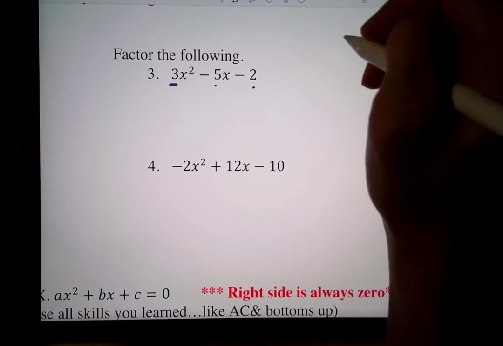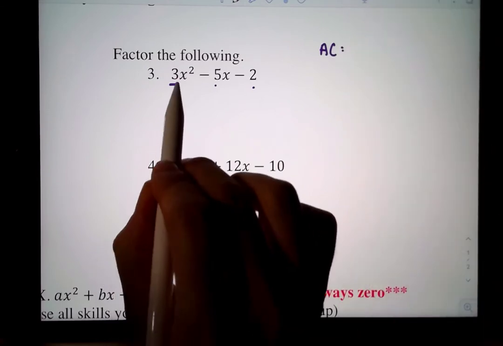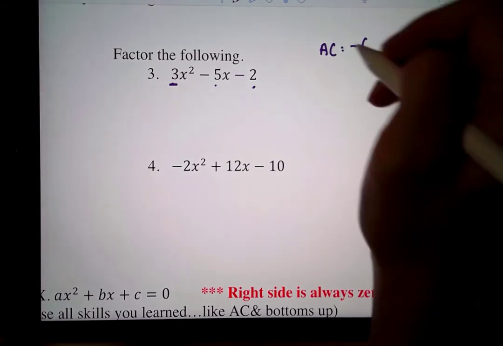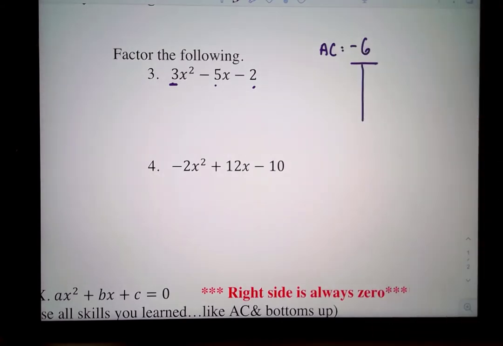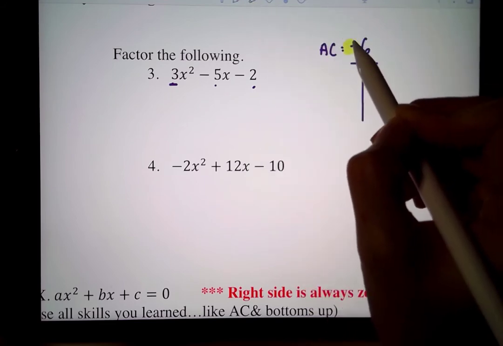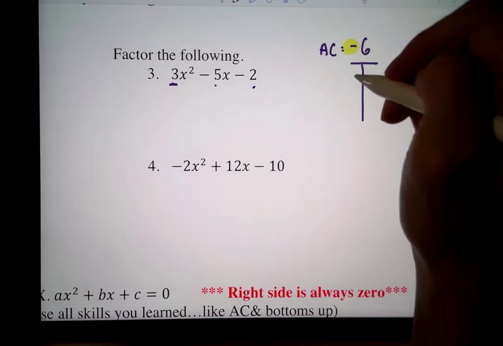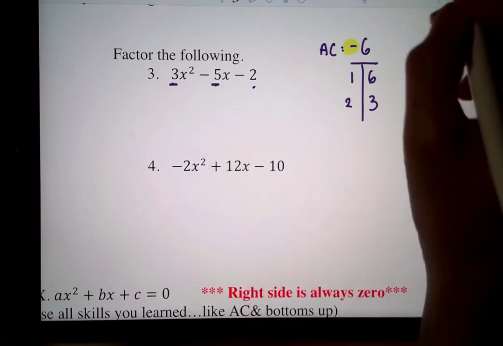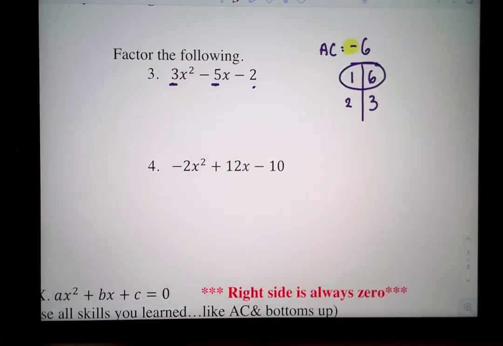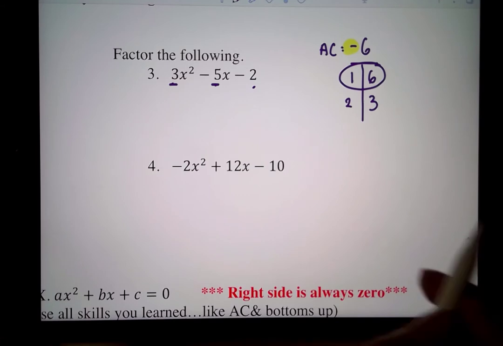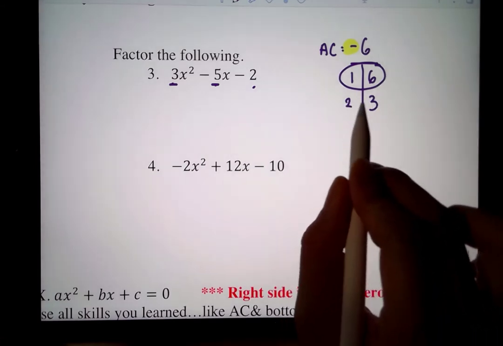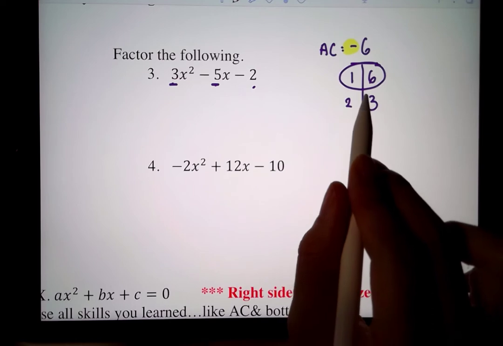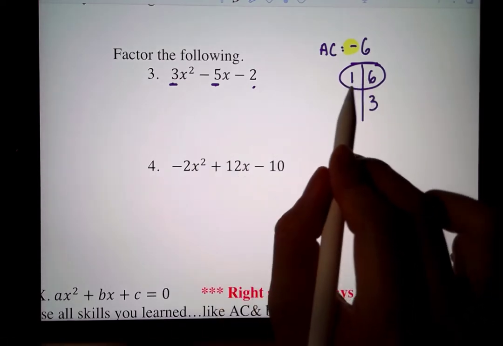So I'm going to find my AC. My AC is 3 times negative 2. So that is negative 6, right? That's my AC. And I'm going to find two numbers. Do you see this minus sign here? So we are looking for a difference of two numbers. 1, 6, 2, 3. And the difference is what? The difference is 5. It will be 1 and 6, right? 1 and 6 makes a difference of 5. Don't choose 2 and 3. That's a sum of 5, but we have this minus. Do you see it? Minus. So you need to find two numbers whose difference makes 5, right? So anyway, I got 1 and 6.